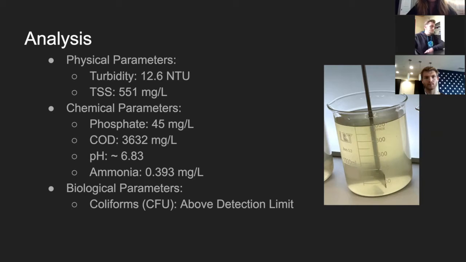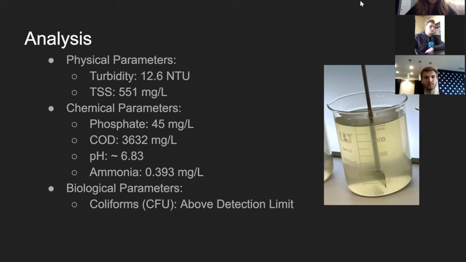We analyzed a cowshed wastewater sample, and we found the physical parameters, turbidity and TSS. Turbidity, being the murkiness of the water, was 12.6 NTU. We found that by refracting a beam of light at 90 degrees through the sample and then measuring the amount of reflected light. Typically turbidity should be less than 0.5 NTU. We also measured the total suspended solids, which in our case was 551 milligrams per liter. We found that by filtering a sample of this wastewater, drying that filter out, and then weighing the amount of solids within that filter.